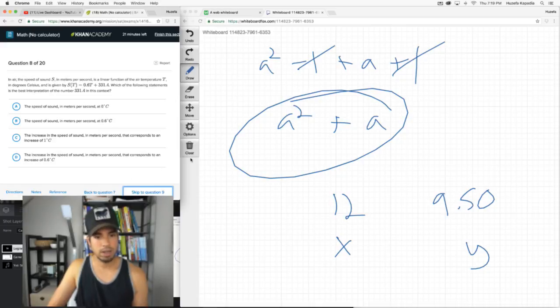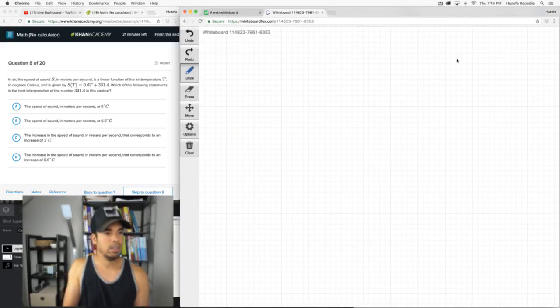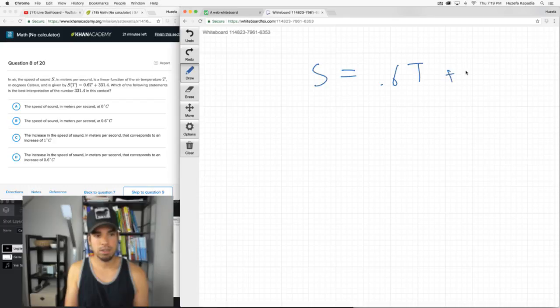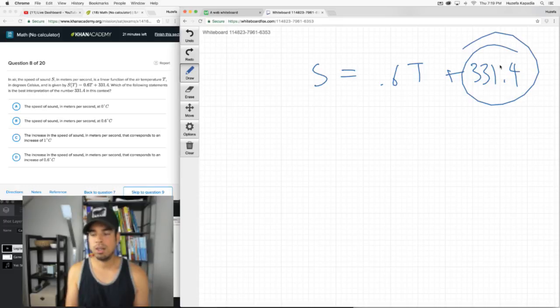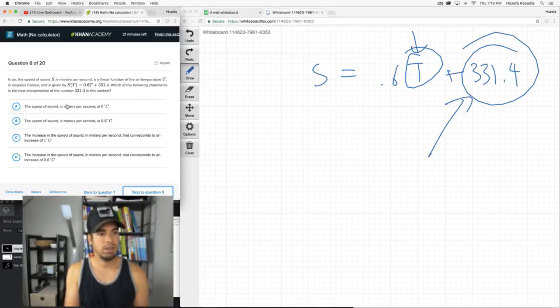All right, let's move on to question number 8. It says in air, the speed of sound s is a linear function with respect to the air temperature T in degrees, given by 0.6T plus 331.4. Which is the best interpretation of 331.4? This, by the way, is your constant. This is what's happening when temperature is at 0. It's your y-intercept. So when T goes to 0, that's the speed of sound. And right over here, it says speed of sound at 0 degrees Celsius.